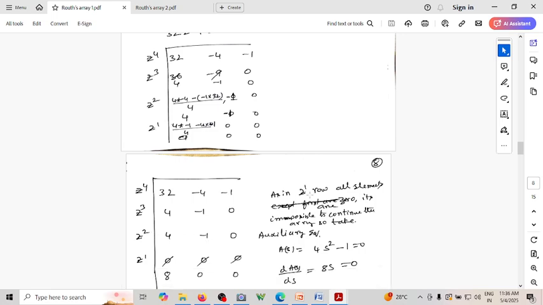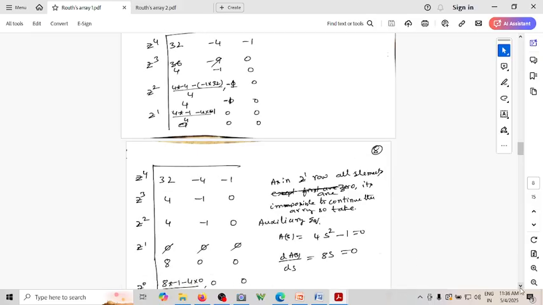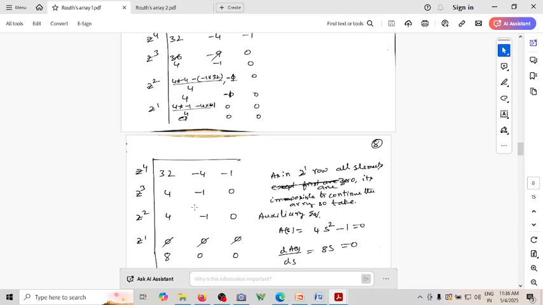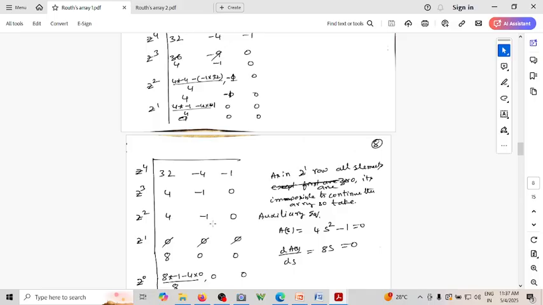You can see, as the z power 1 row has all elements 0, it is impossible to continue the Routh's array. What you have to do is take the auxiliary equation. The auxiliary equation is this actually: 4z square minus 1, and then you differentiate that with respect to z, or s.